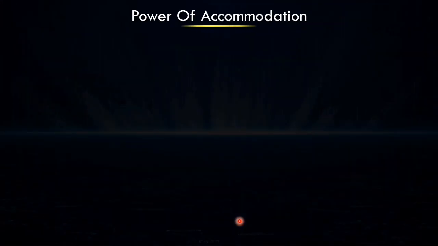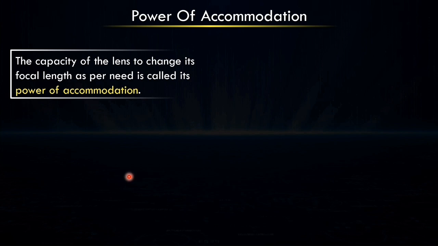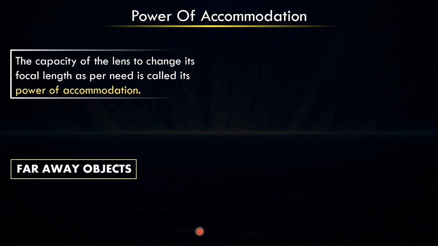Now let us see in the next slide the power of accommodation. So power of accommodation bulile ki buja? So amar eye lens khonor focal length change korar juntu capacity hetake koi power of accommodation. Definition to soa, the capacity of the lens to change its focal length as per need is called its power of accommodation. Okay guys, etia ami tinta case discuss korim.